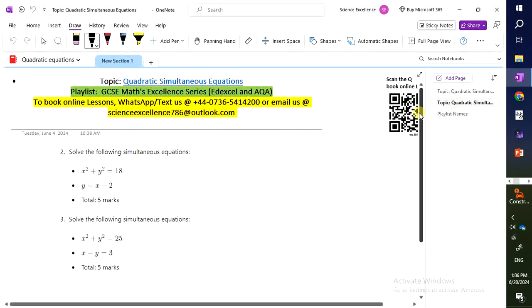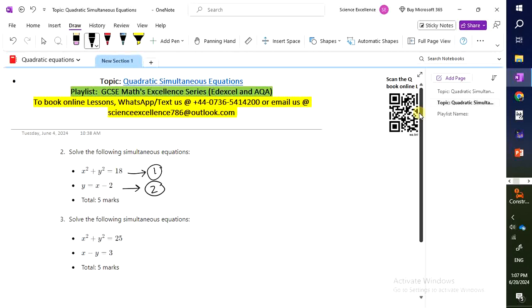Question number 2, again we have one quadratic equation and the other linear equation. In the linear equation, now y is the subject in terms of x, so we can substitute the value of y over here to get the quadratic equation in terms of x. Then we can solve that quadratic equation to get the values of x. Then we need to substitute the values of x back over here to get the values of y. So the quadratic equation is x squared plus y squared equals 18.